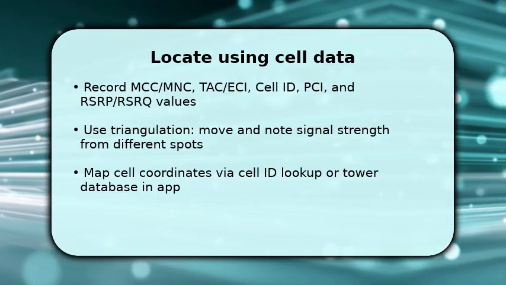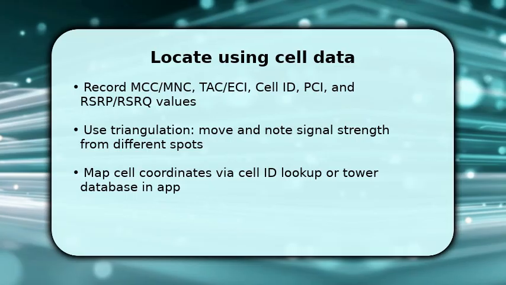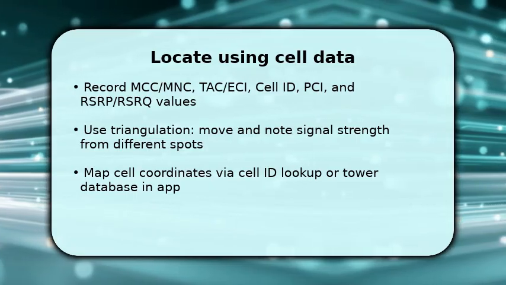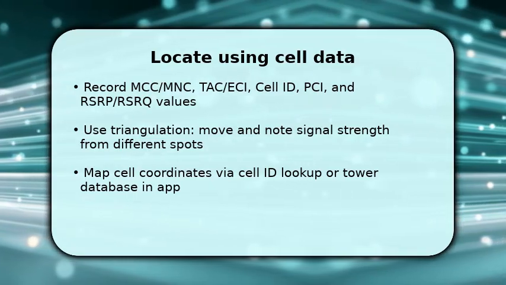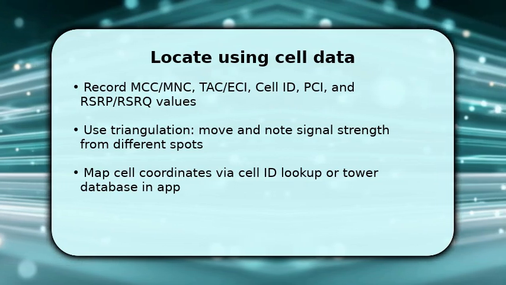Use the app's cell lookup or paste the cell ID into its database function to get approximate coordinates. Alternatively, enable map overlay in the app. This combination of identifiers and measured signal lets you narrow down.